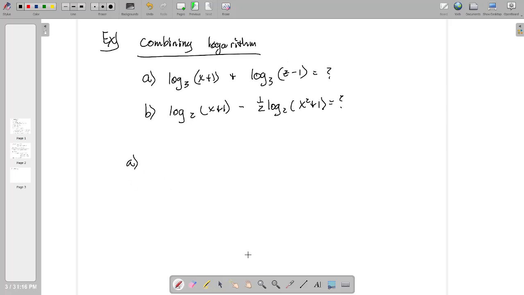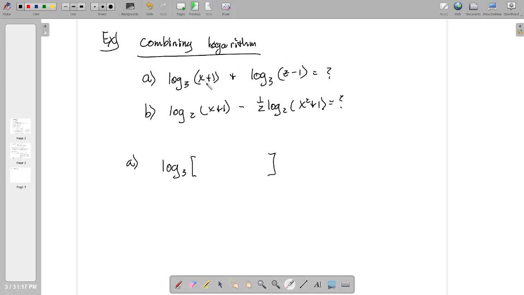So for part A, we have the same base, so we can combine them. Since we have this same base, we can combine these two logarithms. We have a sum in between, which means we combine them into an input of a single logarithm. So we're going to have log base 3 of the combination of these.